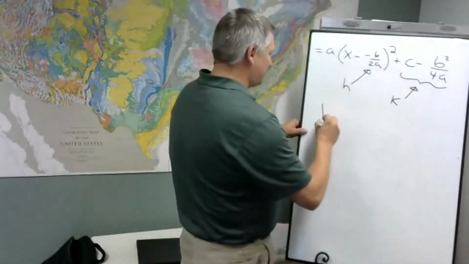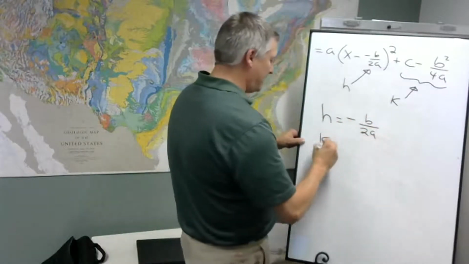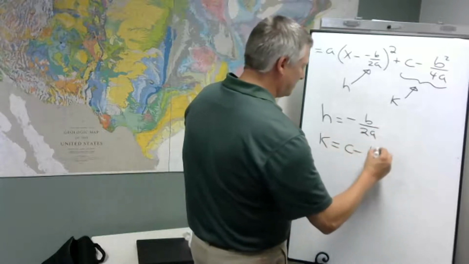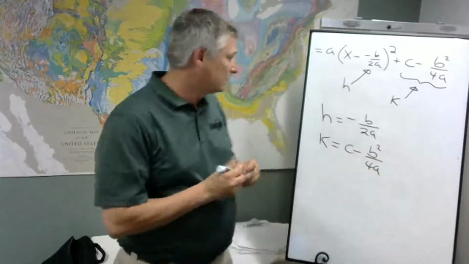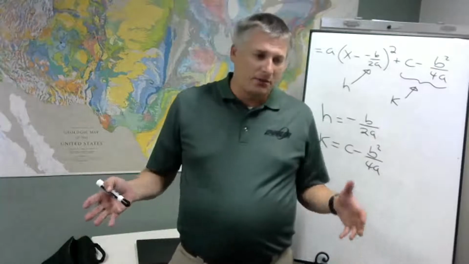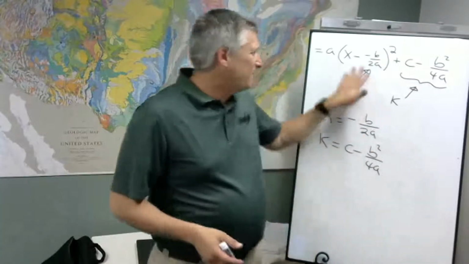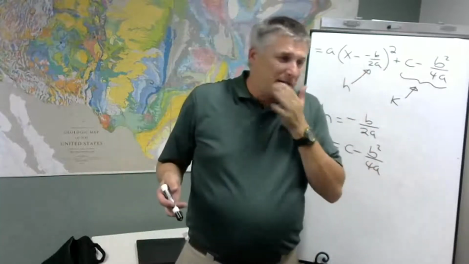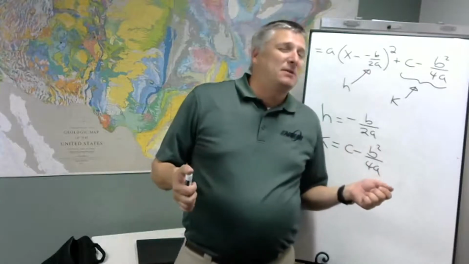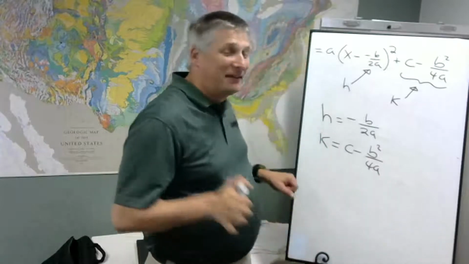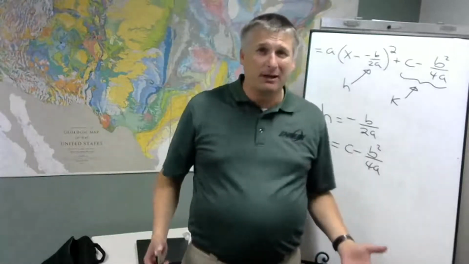So it turns out h is negative b over 2a, and k is c minus b squared over 4a. Now here's the point with this. Remember, we started out with ax squared plus bx plus c, and we did some pretty crazy tricks. This funny thing, the way we completed the square, and as far as I know, we're not going to ask you to do that on a homework assignment or a test. Maybe. We'll see.